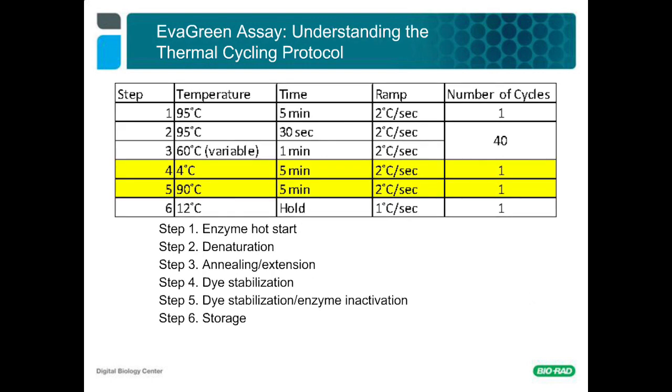EvaGreen thermal cycling conditions are similar to the TaqMan-based conditions, with a few important changes. The most important differences are steps 4 and 5, which are essential for stabilizing the EvaGreen dye. This step will prevent the baseline fluorescence from moving up over time across the plate during reading of the droplets. This will not affect the concentration calculations, but can provide better visual well-to-well comparisons.